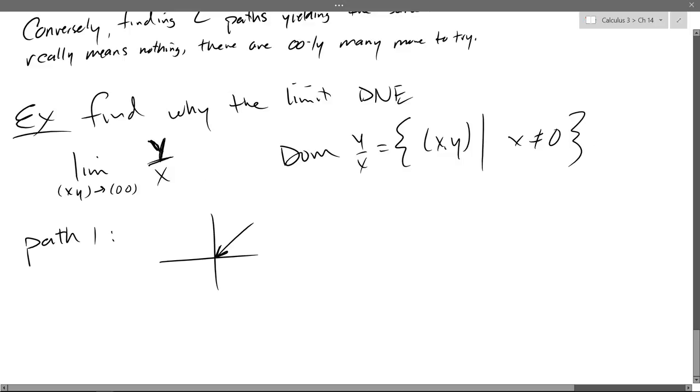Let's go in the first quadrant along the y equals x line. So I'll call this alpha 1 of t. I think we can just go t, t on this right here, where t approaches 0 from the positive side.